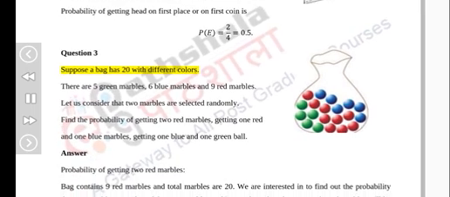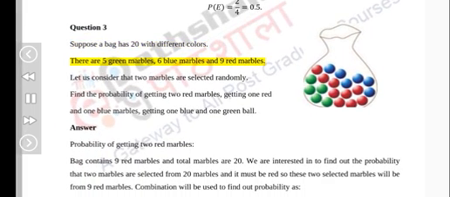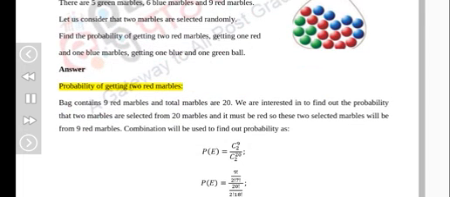Question 3. Suppose a bag has 20 marbles of different colors. There are 5 green marbles, 6 blue marbles and 9 red marbles. Let us consider that 2 marbles are selected randomly. Find the probability of getting 2 red marbles, getting 1 red and 1 blue marble, getting 1 blue and 1 green marble. Answer: probability of getting 2 red marbles.